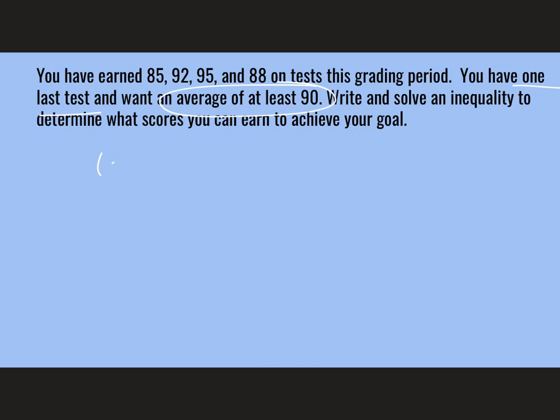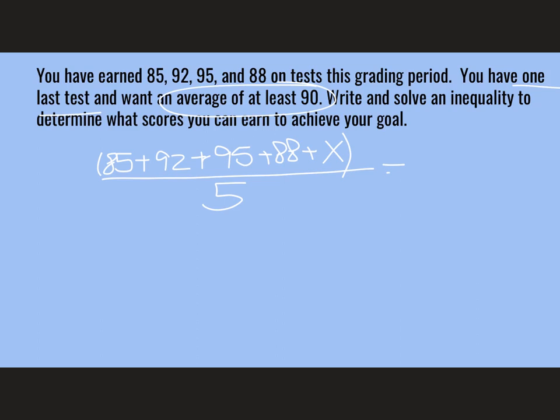is we would write 85 plus 92 plus 95 plus 88 plus whatever test that 5th one is going to be. And of course, because there are 5 tests, you divide by 5. You're wanting at least a 90, so the 90 is going to be hanging out over here. Do you want more than a 90? Sure. But do you want to go lower than 90? No. So that means this needs to be greater than or equal to.